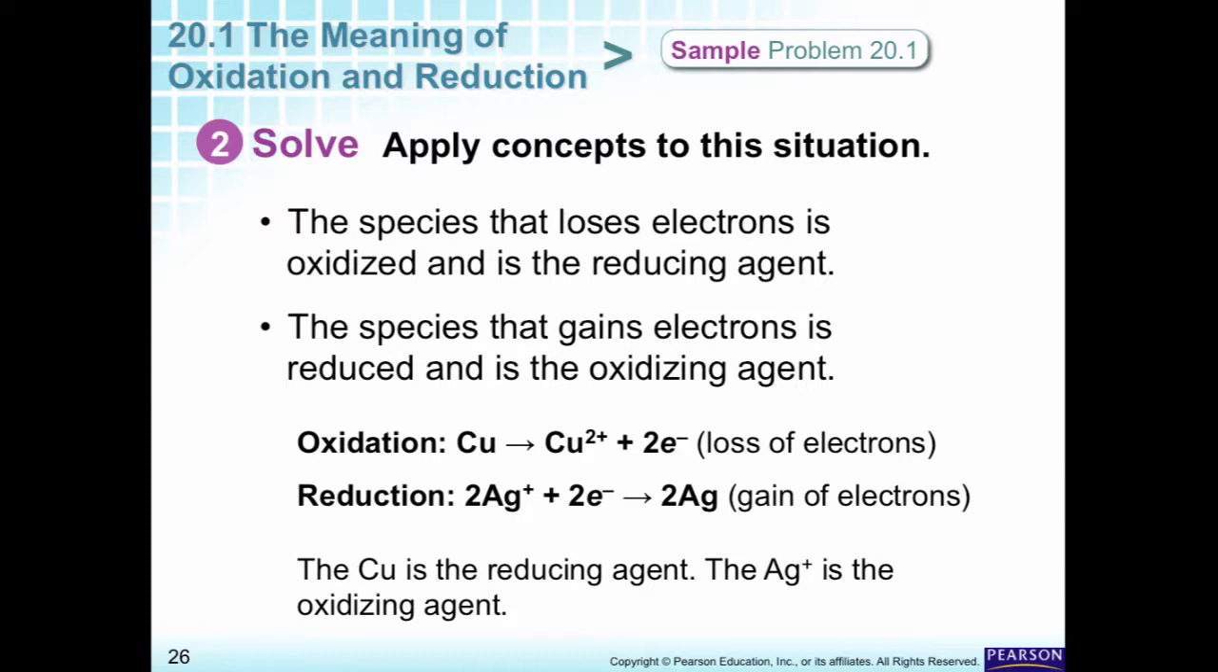We know the species that loses electrons is oxidized and is the reducing agent. So therefore, copper, you told me, is oxidation. So this is how we write its half equation. And silver goes under reduction. So that's how we write that equation.